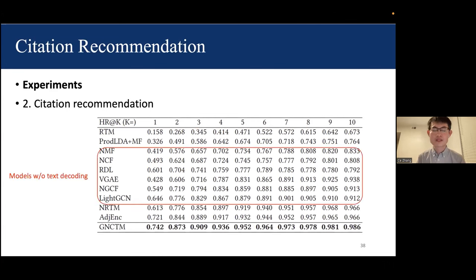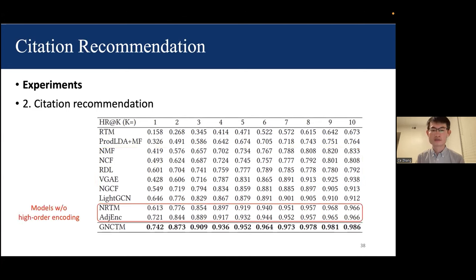We also compare with these models without any text decoding. They have citation recommendation decoding, but not text decoding. We outperform them, mainly because we indeed capture text information so that we can use both text and graph to make better citation recommendation. And finally, they are also the models without any higher order encoding. So we still outperform them because we indeed capture higher order information.